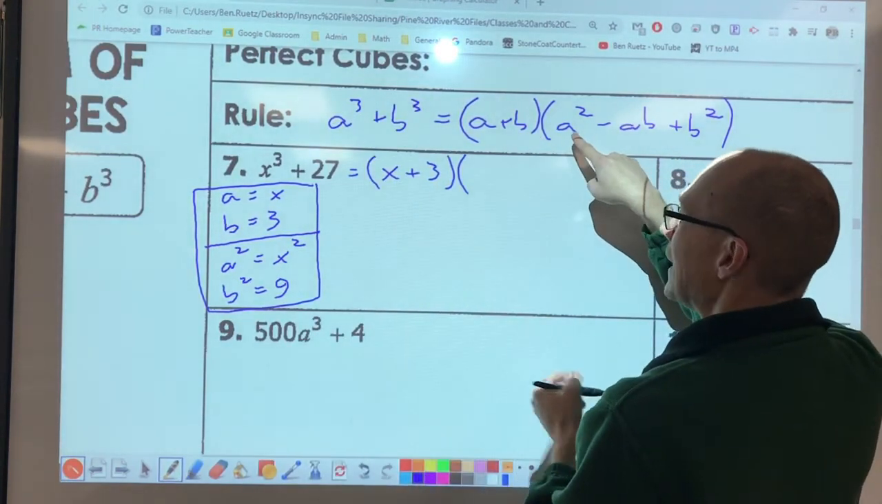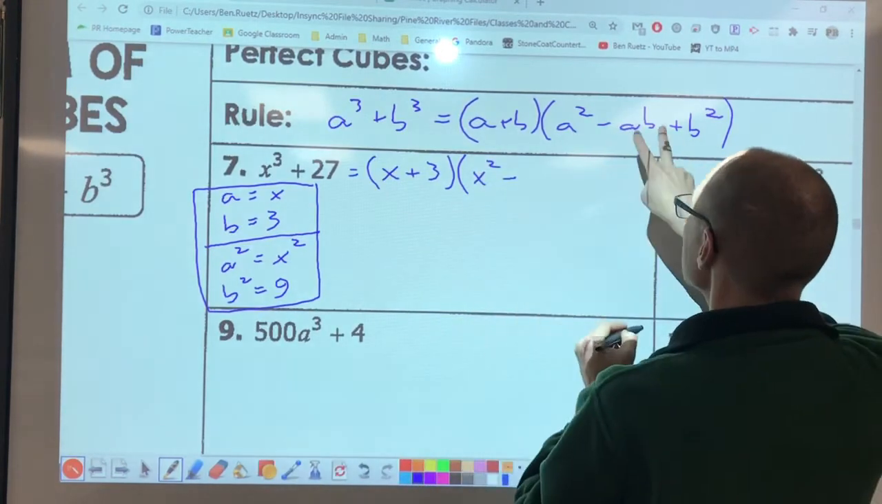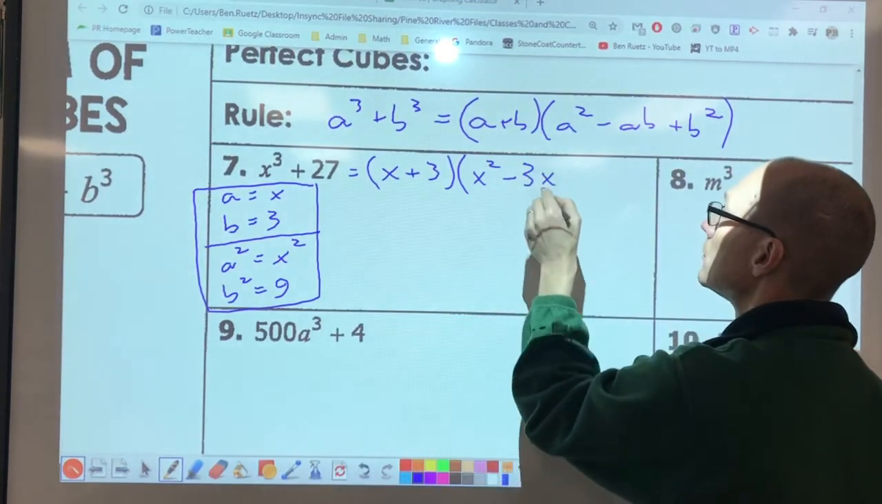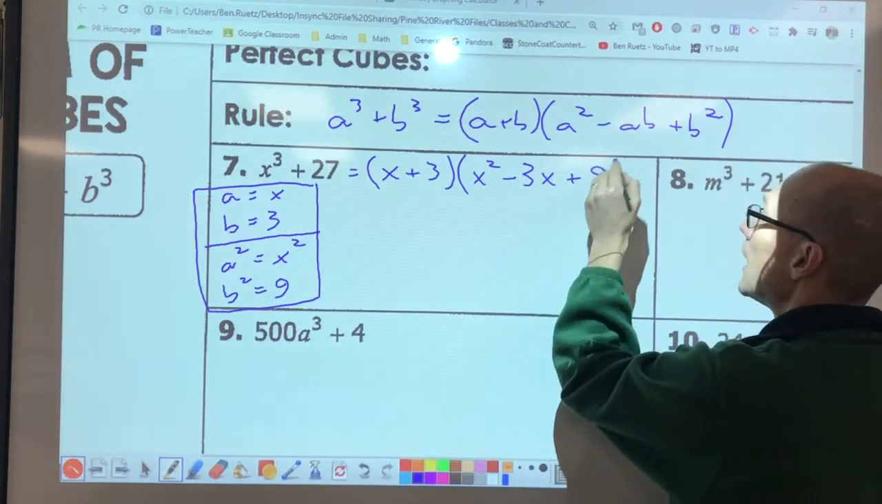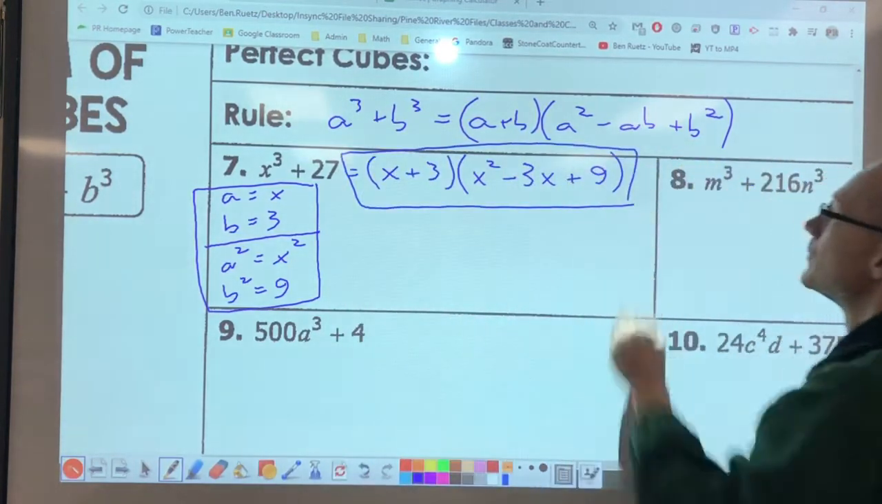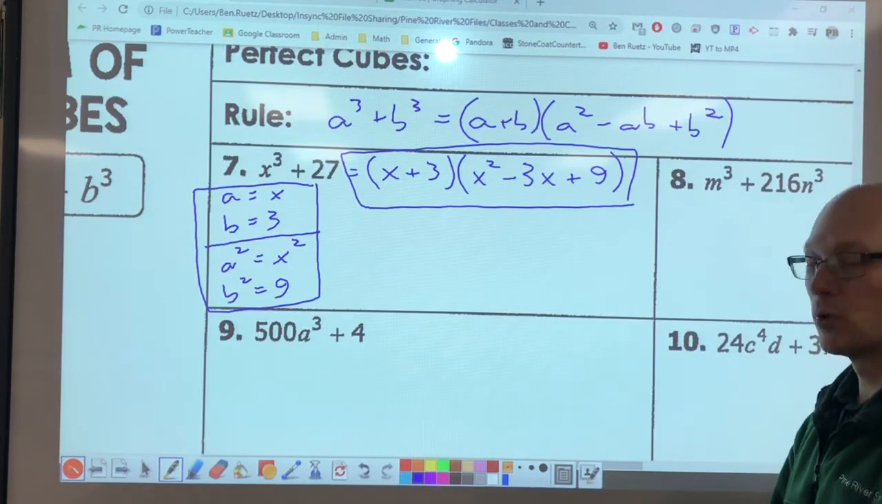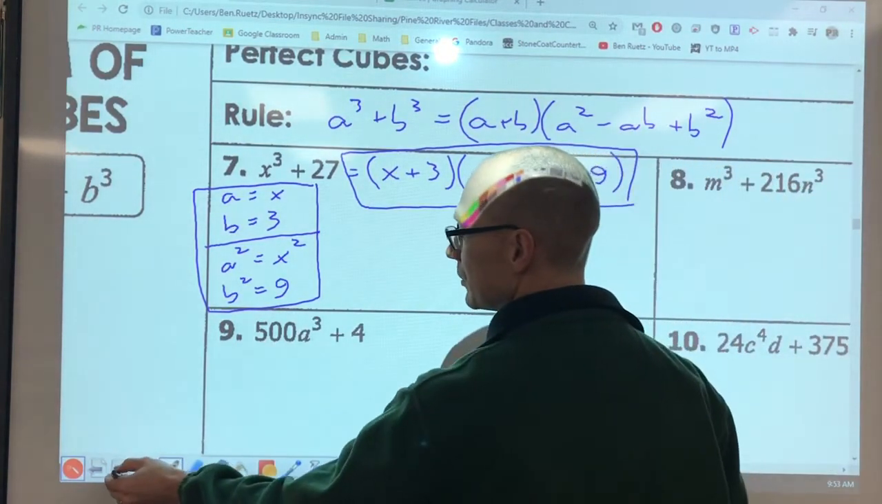What is my a squared? That's x squared. Minus a times b. What is a times b? That's 3x. Plus, what is b squared? That is 9. And that is my answer. Pretty neat, huh? Let's see if I can do maybe a more difficult one for the difference of cubes, but the pattern will work very similarly.